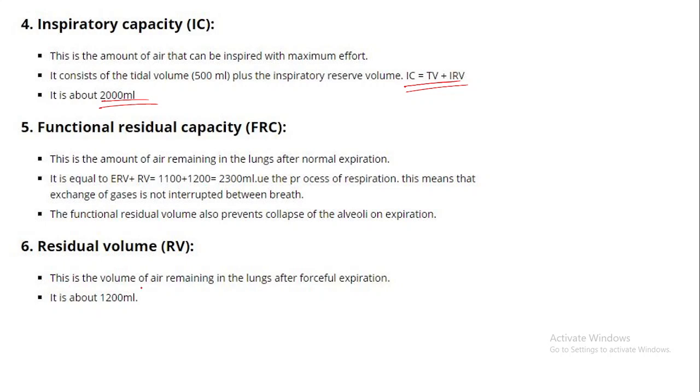Residual volume is the volume of air remaining in the lungs after forceful expiration, which is about 1000 ml. So almost on an average 1 liter of air will be there in the lungs, even if you're forcefully breathing in or breathing out, whatever.